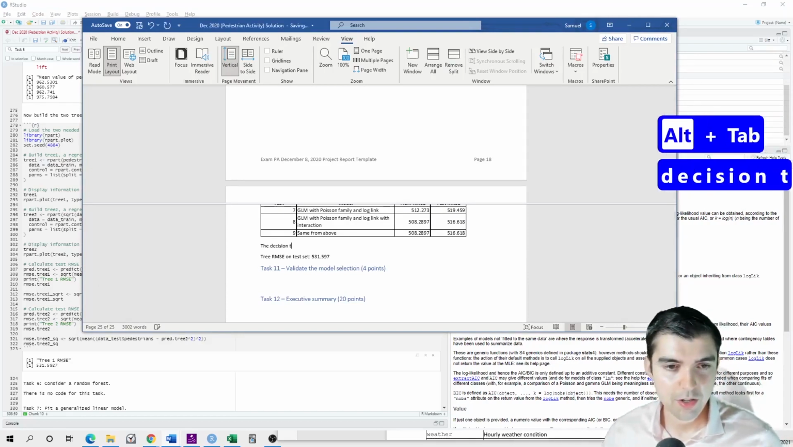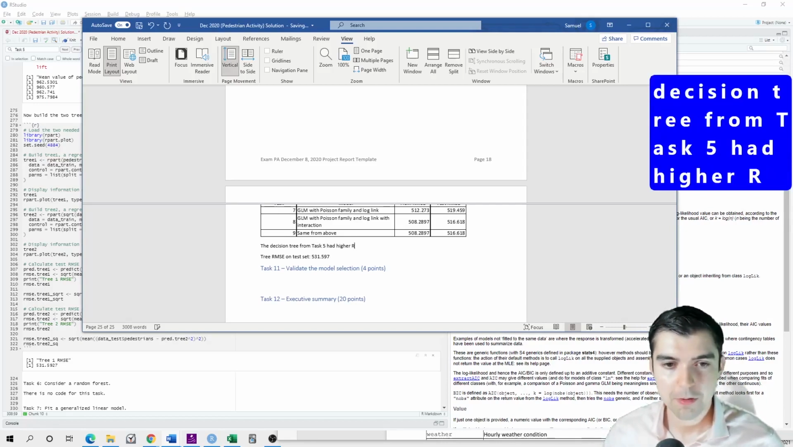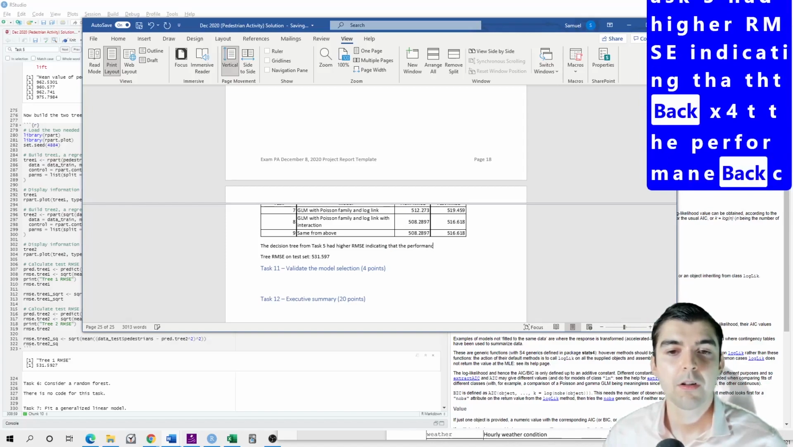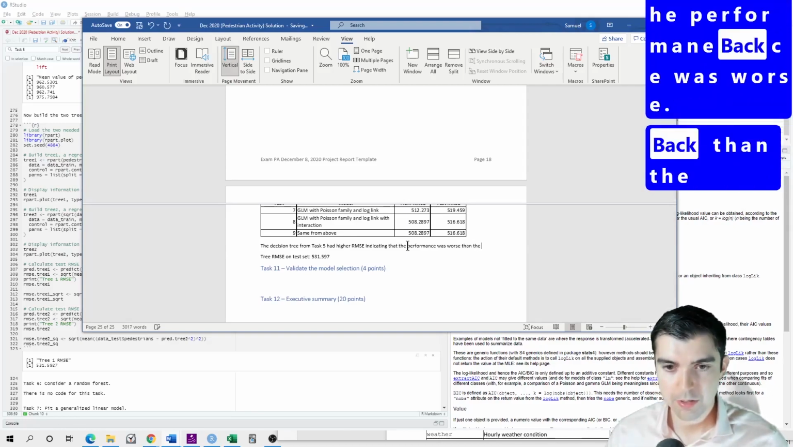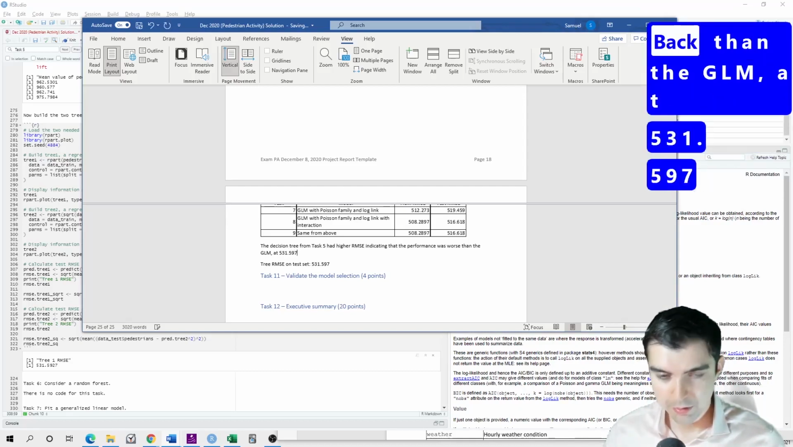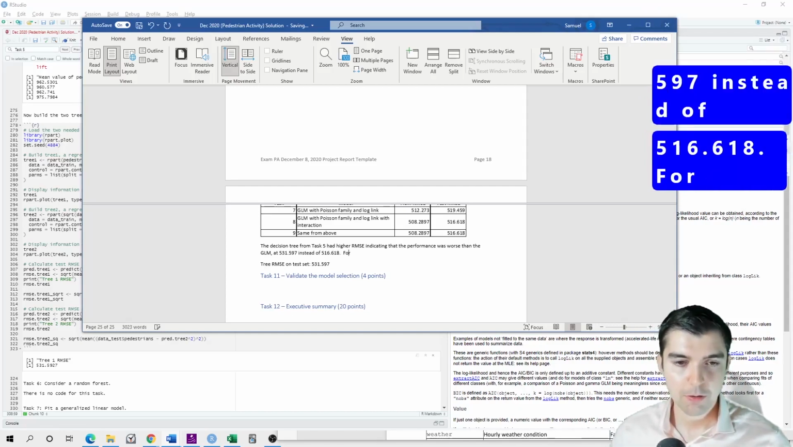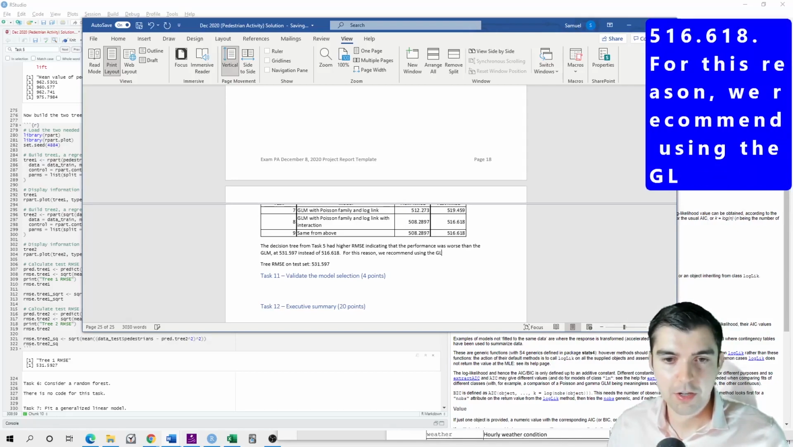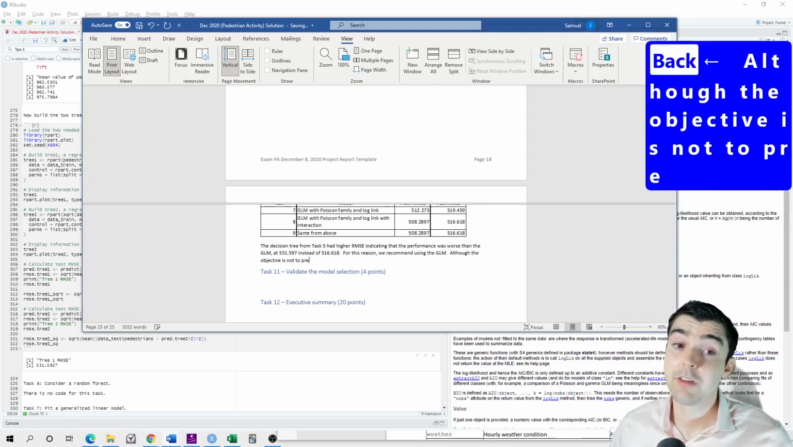The decision tree from task 5 had higher RMSE, meaning that the performance was worse than the GLM, at 531,597 instead of 516.618. For this reason, we recommend using the GLM.